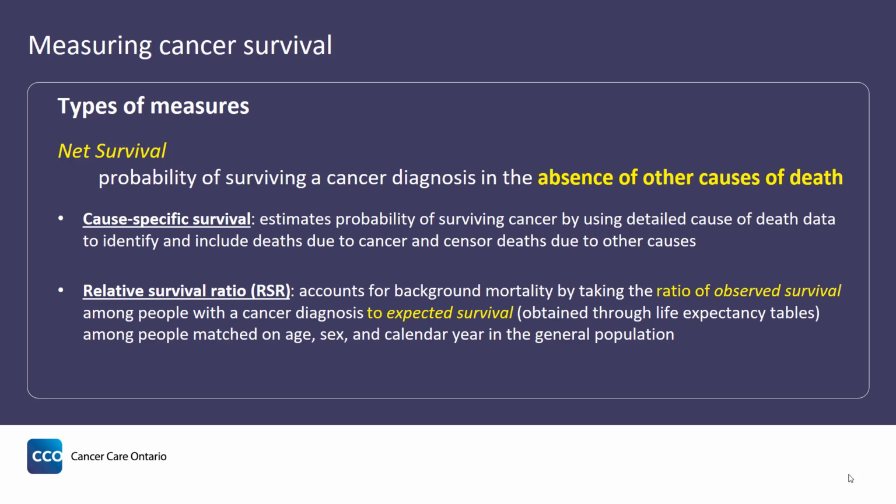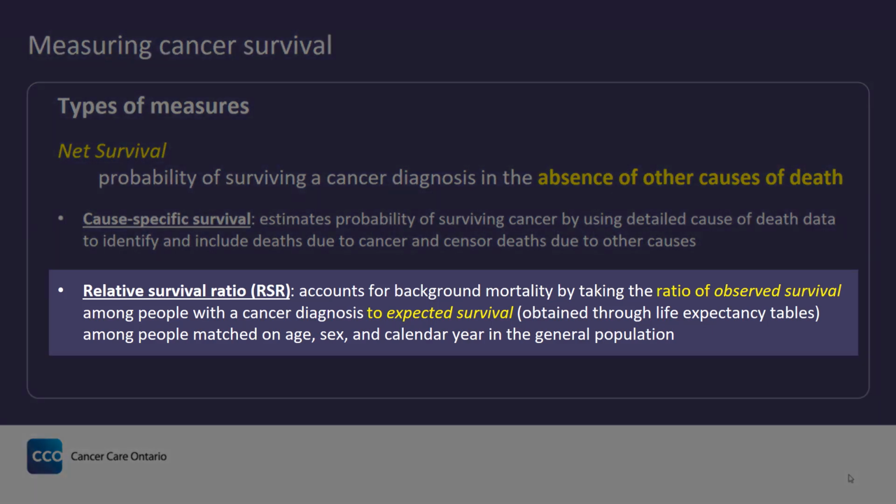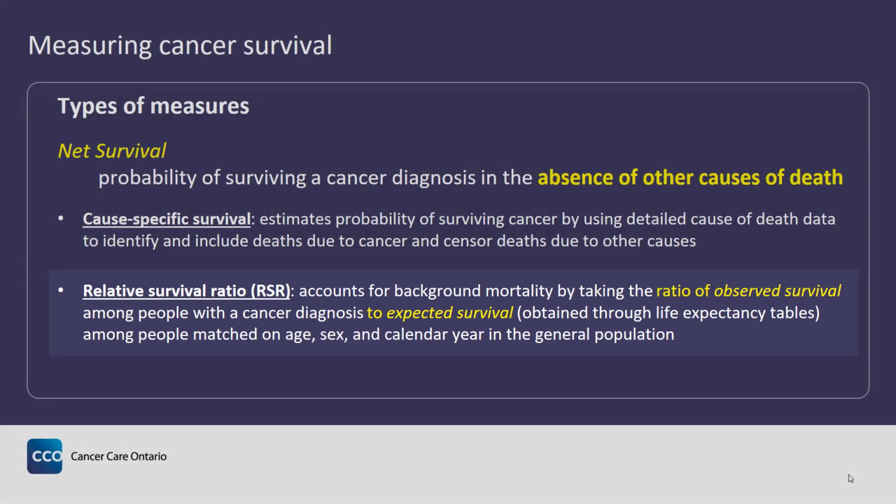The focus of the rest of this tutorial will be on relative survival ratios, or RSRs, as these are the most commonly used statistics when analyzing cancer survival using data from population-based cancer registries.